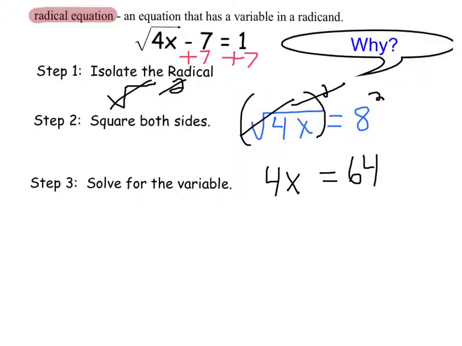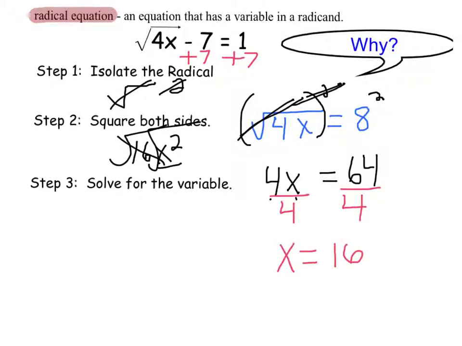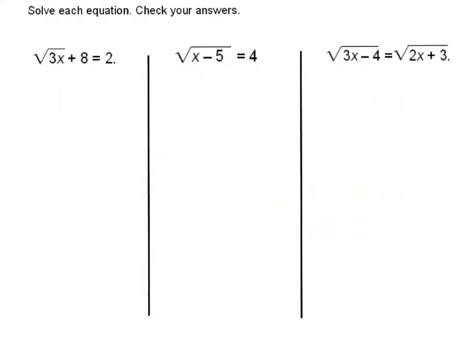If that's hard to understand, you can square 4 and get 16 and square x and get x squared and then square root them, and you'll get the square root of 16 is 4 and the square root of x squared is x. If you need to do that, do that. Otherwise, this 2 cancels the square root. Now let's solve for x. I divided both sides by 4 and I end up with x equals 16. We have 3 practice problems to try this on.